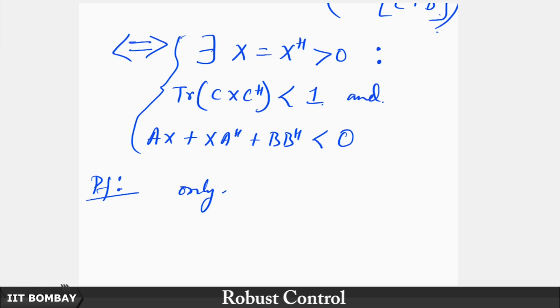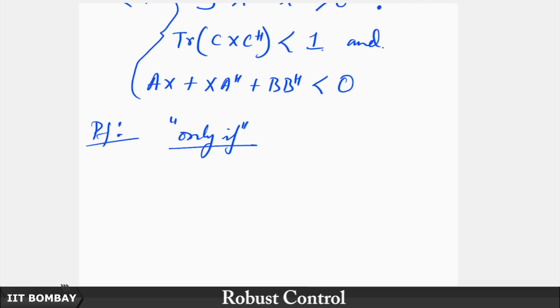So, we will first take the only if part. Okay. So, what we say is that trace of Cx C Hermitian is less than 1 and A is Hurwitz.